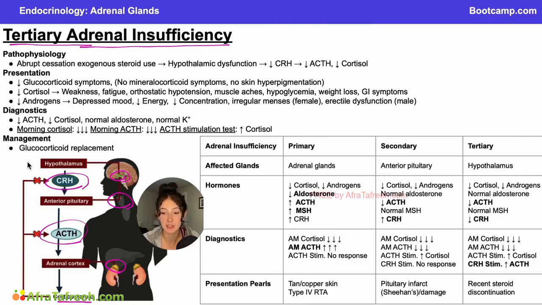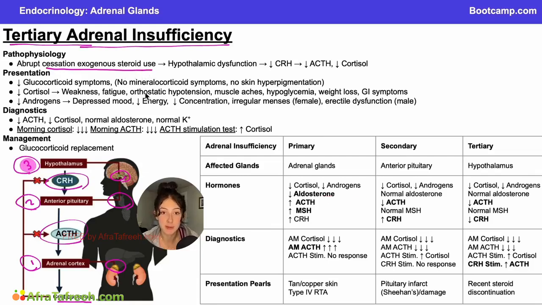Now, in tertiary adrenal insufficiency, this is going to be a problem that's occurring at the hypothalamus. Remember, that is the third gland up from the bottom gland in our pathway. Adrenal cortex is the first gland, anterior pituitary is the second gland, and we, of course, are talking about a problem with the hypothalamus in tertiary adrenal insufficiency. And tertiary adrenal insufficiency is usually only caused by one thing, which is abrupt cessation of exogenous steroid use.